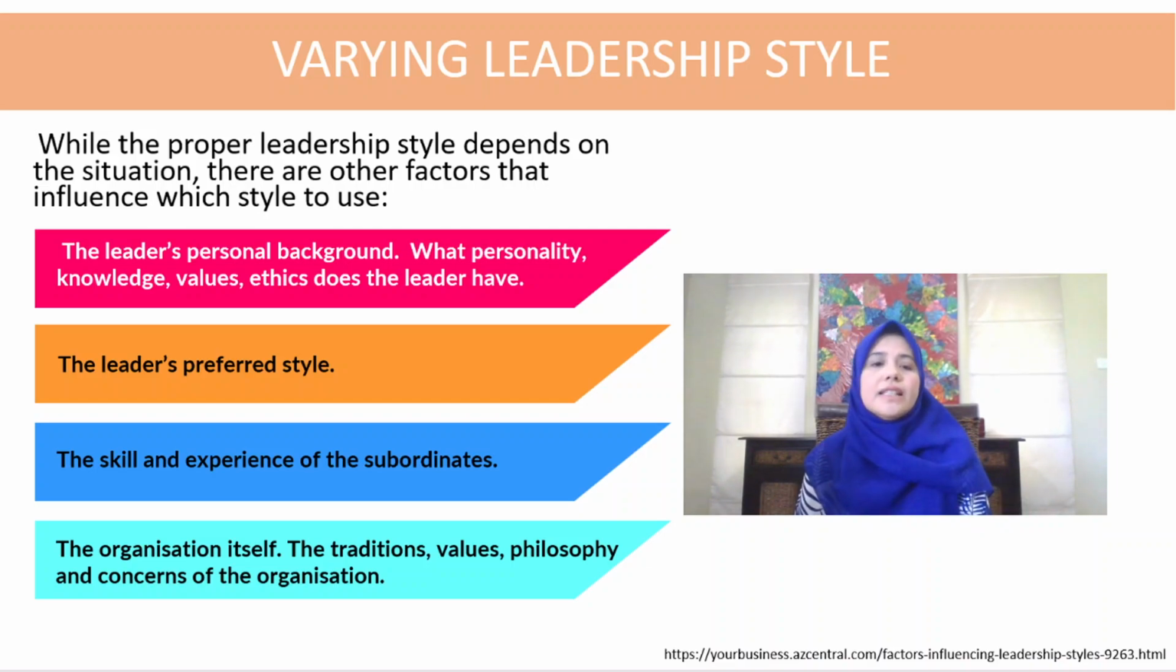And of course, the skill and experience of the subordinate matter, not just the leader. If the subordinate is inexperienced and lacks skills, maybe the leader needs to choose an autocratic style. But with high skill and a long experience, then maybe it's a different style. And an organization also plays an important role, whereby the tradition, values, philosophy, and concerns of the organization have a direct influence on the leadership style.